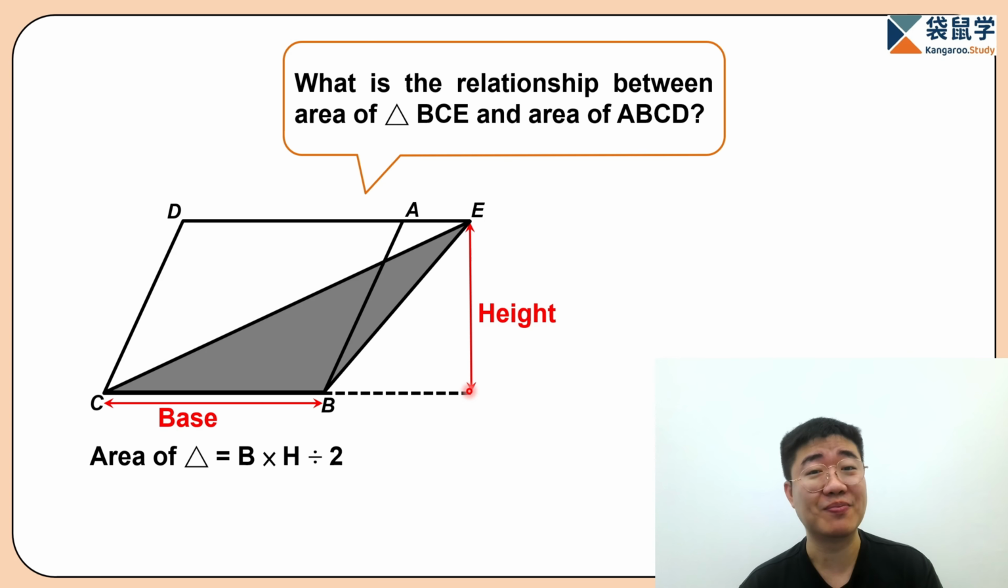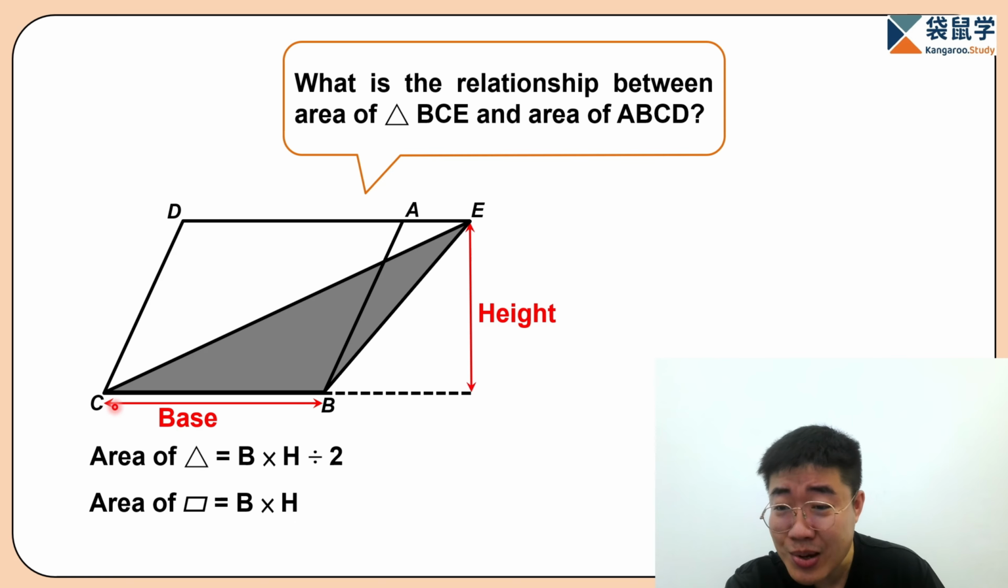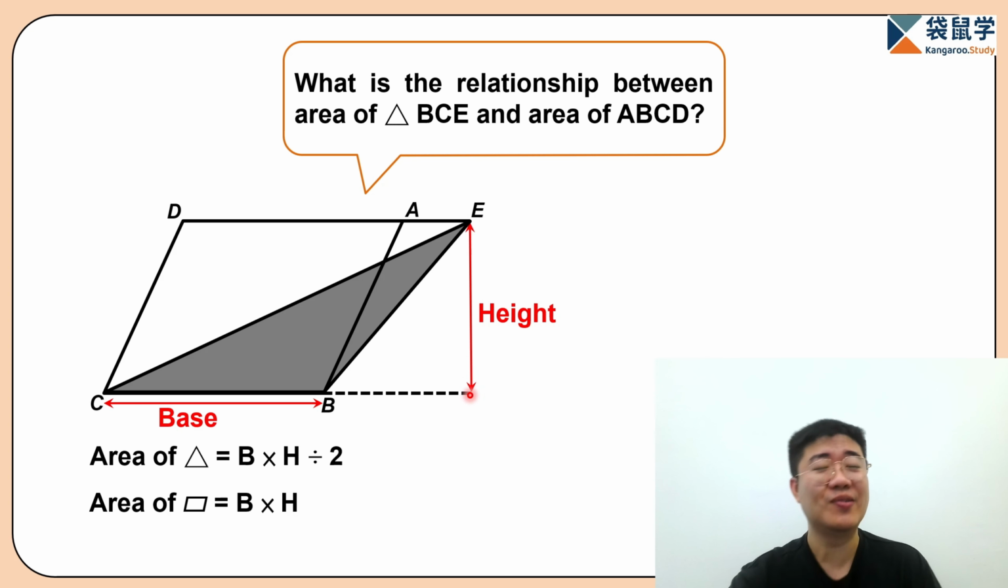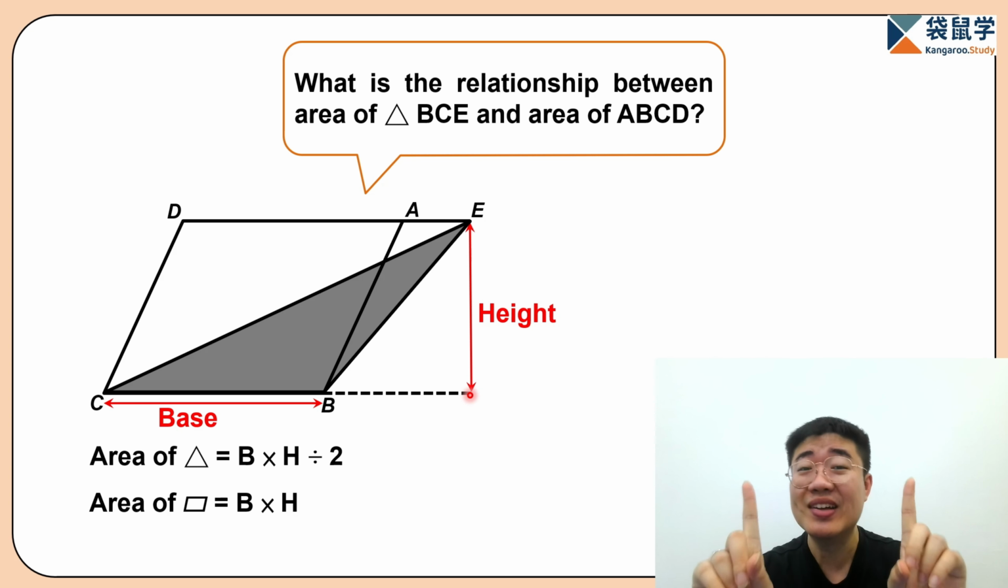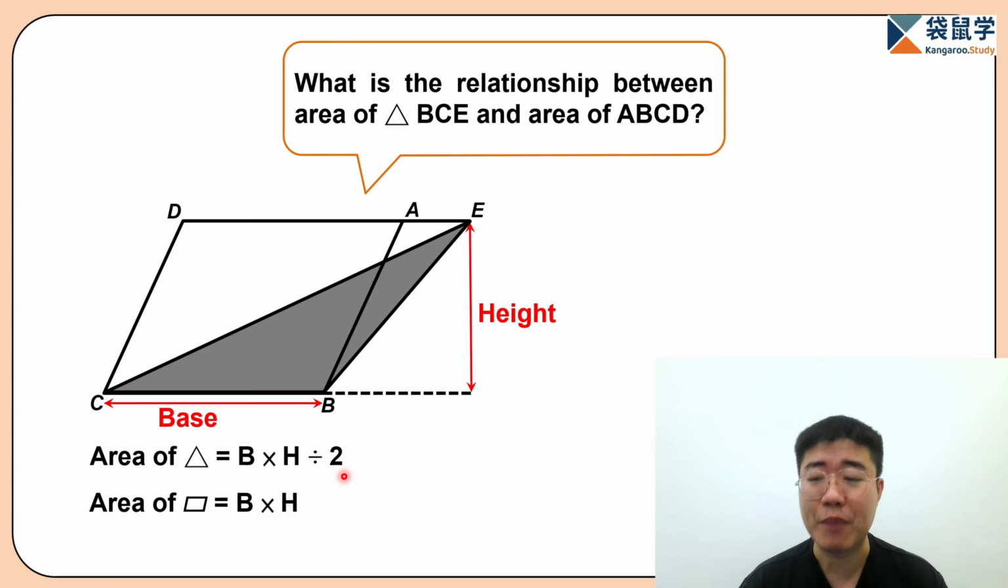How about the parallelogram? The parallelogram is base times height. We realize, everyone, they still share the same base. The base is BC. Now how about the height? For the parallelogram, we can draw the height this way. Compared to the height of the triangle, we can see that these two are exactly the same. So the triangle must be divided by 2. So we know the area of the triangle is half of the parallelogram.